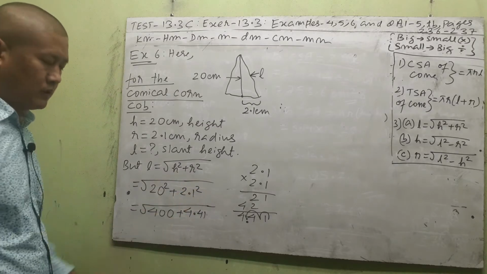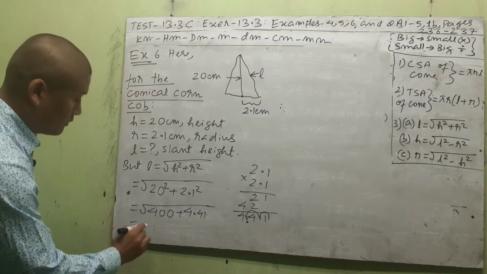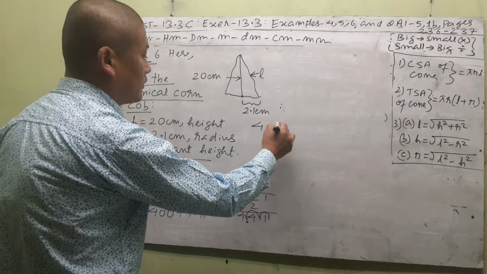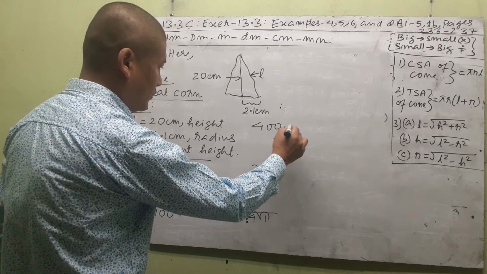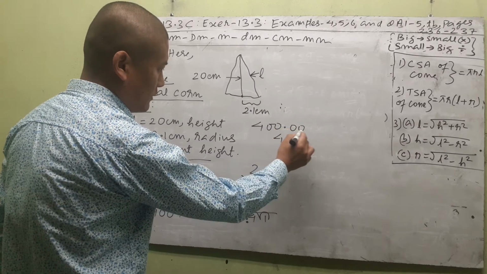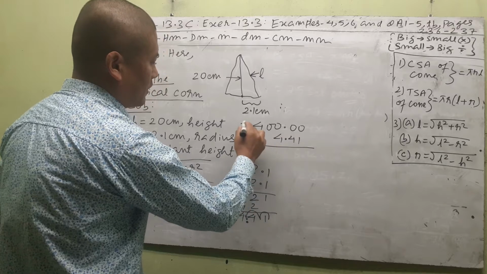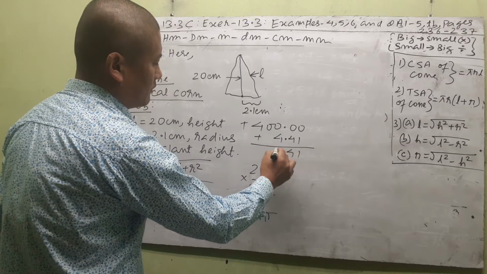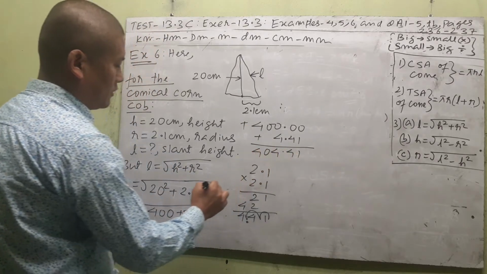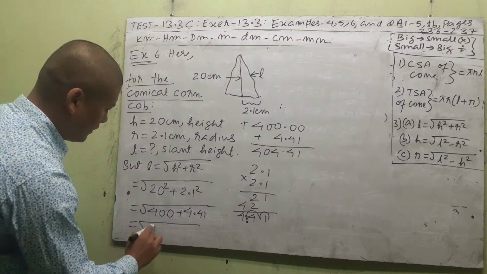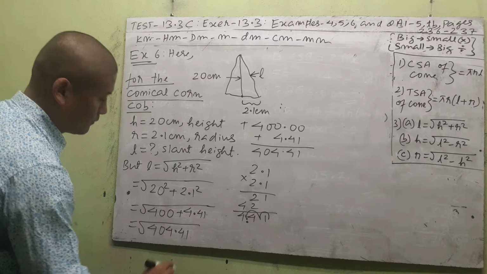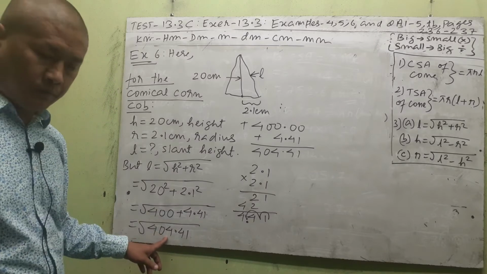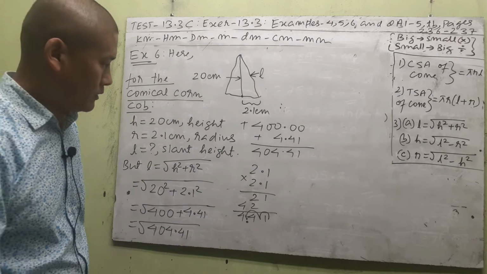2.1 into 2.1 is 4.41. So when we add this 400 to 4.41, we have to put the point on the same line, and in these spaces we can put 0. So 8, then we get here 404 root over 404.41. So this is not a perfect square, so we need to find it out by division.